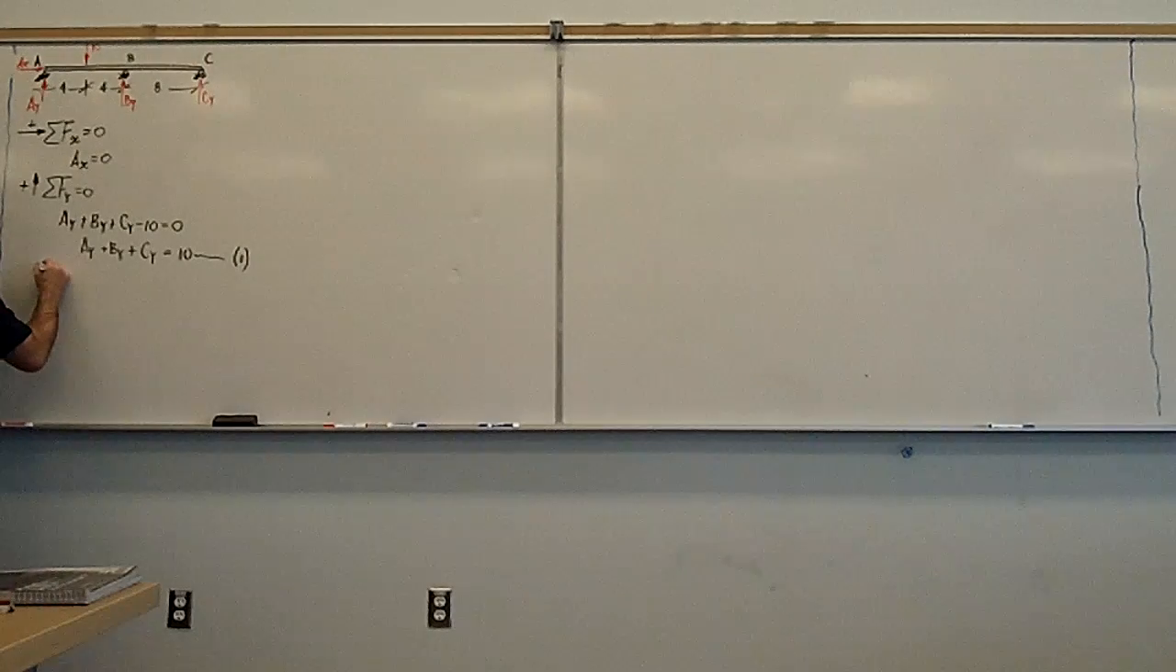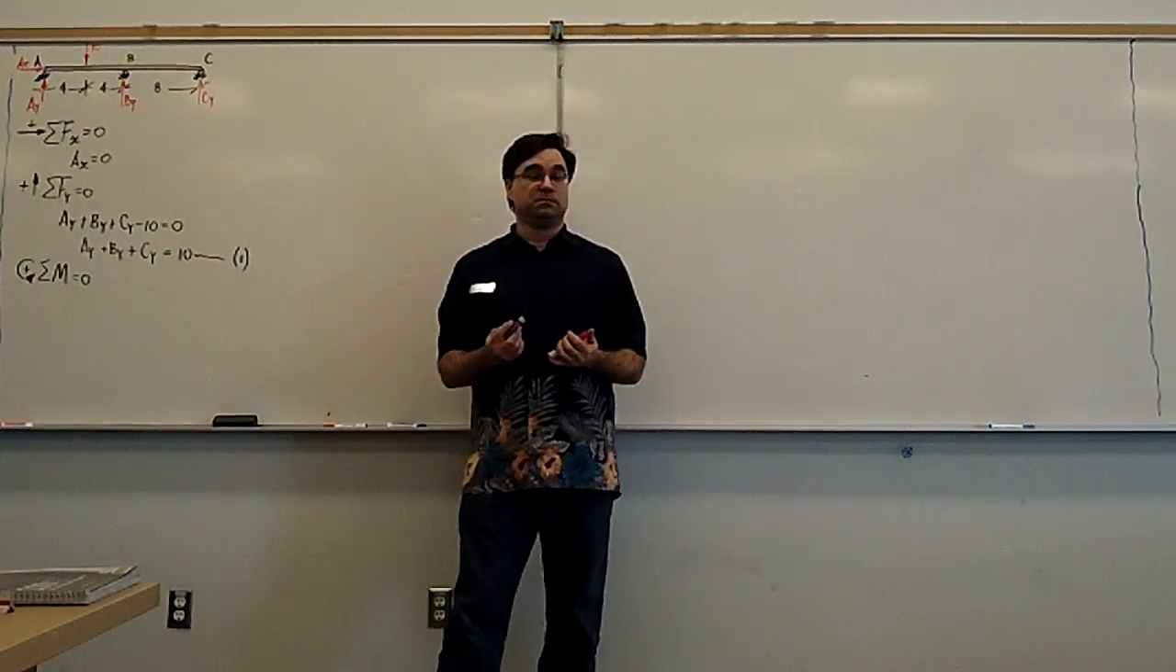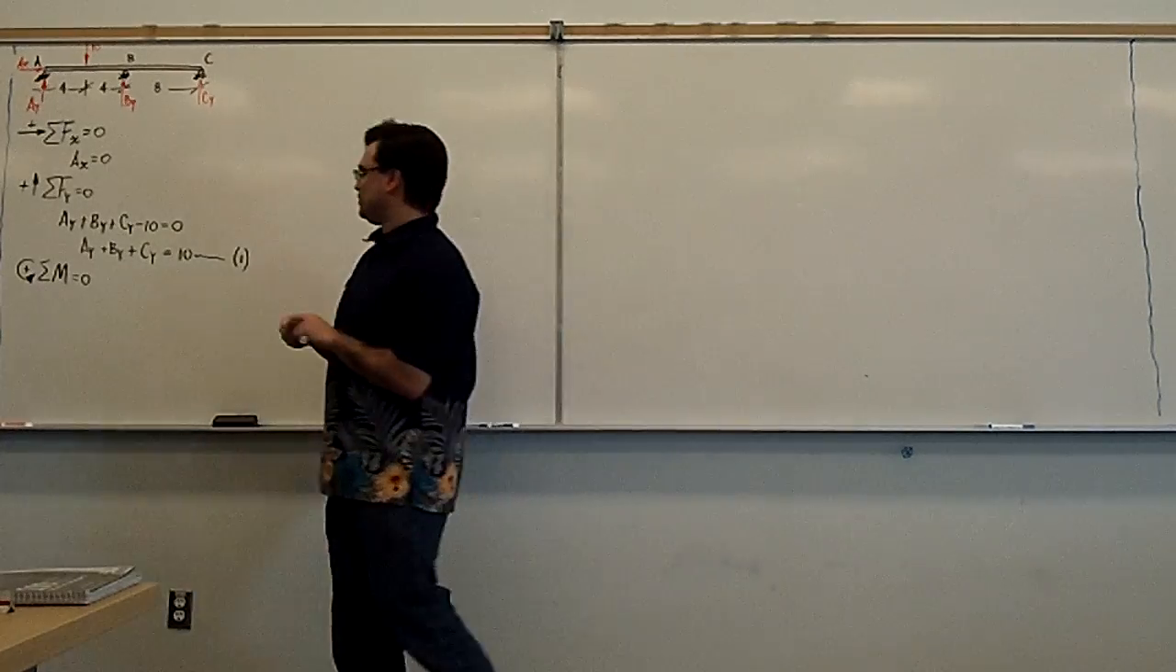And then our next, third equilibrium equation is sum of the moments at a location equals to 0. I typically recommend picking one of the supports to do your moments about. This time we have 3. A, B, C. Do you have a preference as to what support to do? B. Did you just say B? Yeah. Why not? Let's do that.